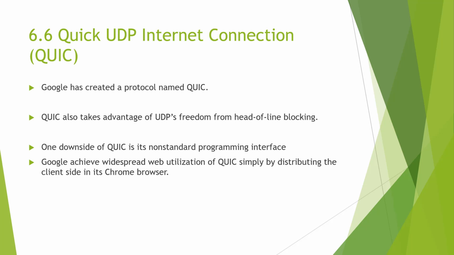Moving on, we have what's known as QUIC. QUIC, UDP Internet Connection. This was created by Google, and essentially what QUIC does is it takes advantage of UDP's freedom from head of the line blocking. One of the downsides to QUIC is it's a non-standard programming interface, but Google being Google fixed this by just allowing QUIC to be distributed through all Chrome web browsers. So Google actually has their own specific communication protocols that take advantage of the transport layer.